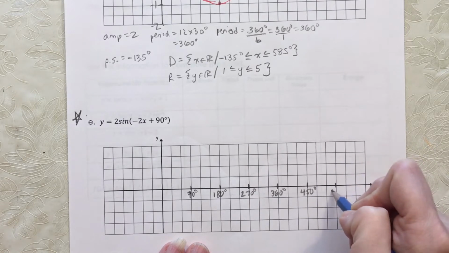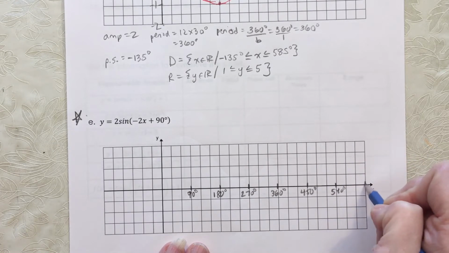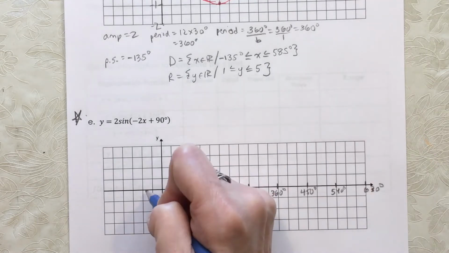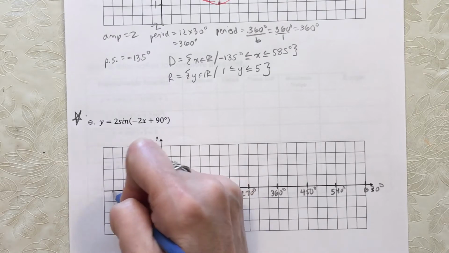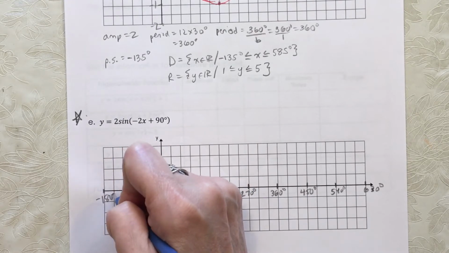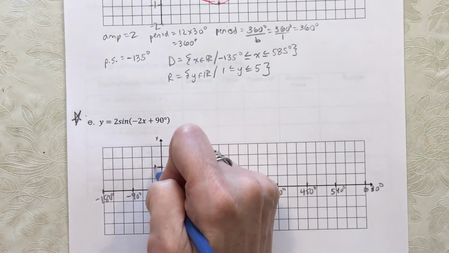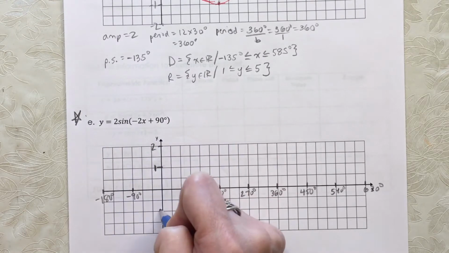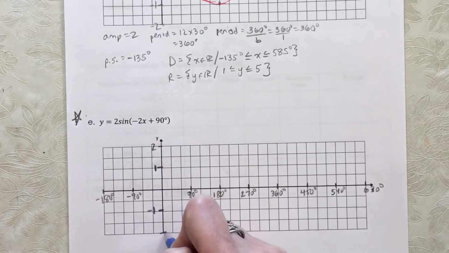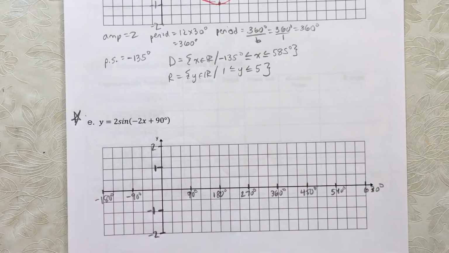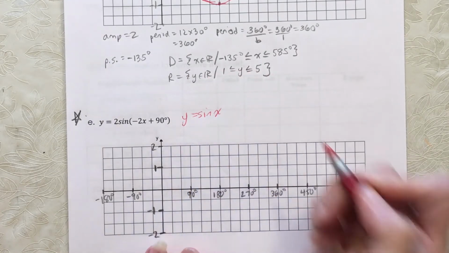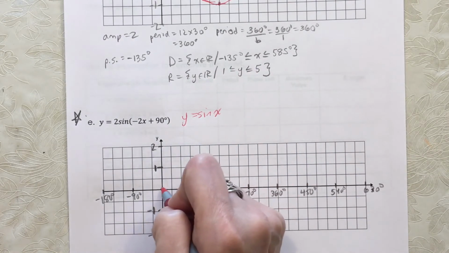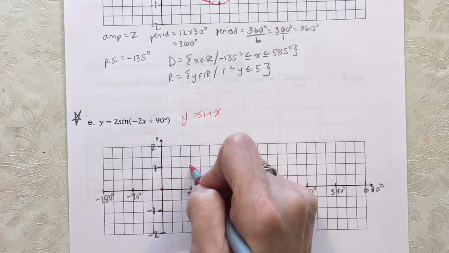450, 540, 630, negative 90, negative 180, okay, and then again, still we're going to draw one cycle of our parent. So our parent is y equals sin x. So that starts at 0, 0, then 90 up to 1.